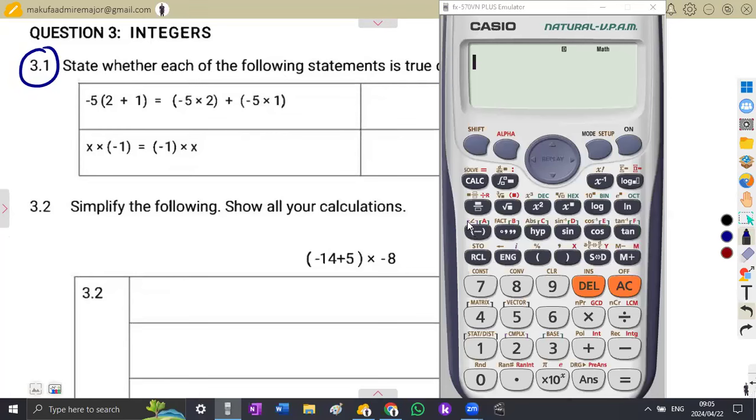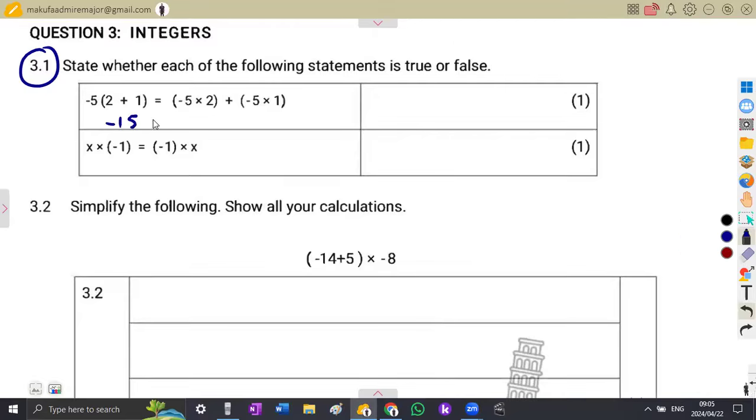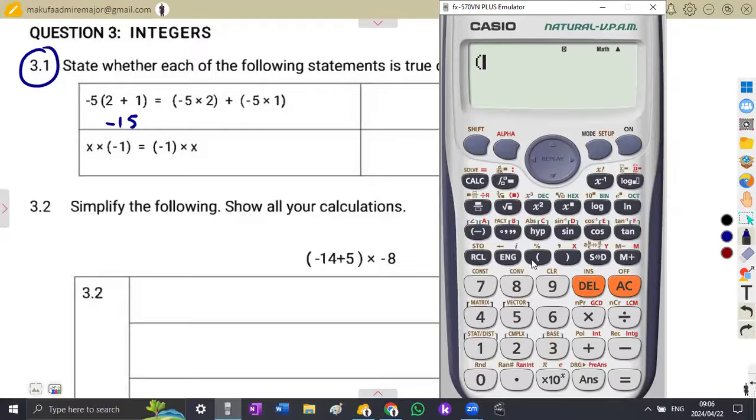So there is -5, open a bracket, 2 plus 1. What are you going to get? -15. So on the left hand side, we are going to get -15. Is it equal to this? You have to calculate that to see if it is equal. Open a bracket, -5 times 2, close the bracket, plus, open a bracket. Sorry, there's a times there, the times you're multiplying.